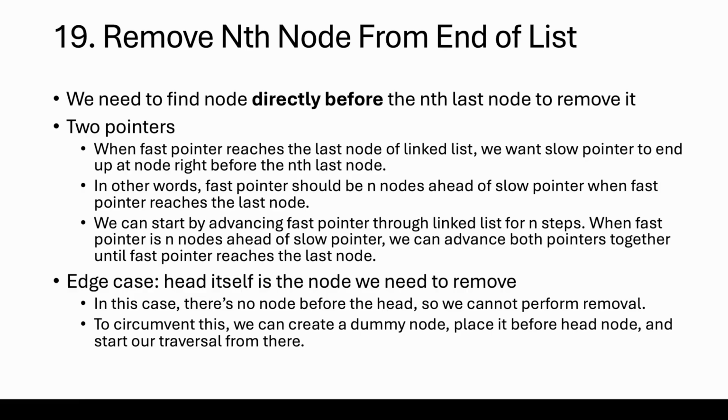When the fast pointer is n nodes ahead of the slow pointer, we can advance both pointers together until the fast pointer reaches the last node. For the edge case, the head itself is the node we need to remove. In this case, there is no node before the head, so we cannot perform removal. To circumvent this, we can create a dummy node, place it before the head node, and start our traversal from there.